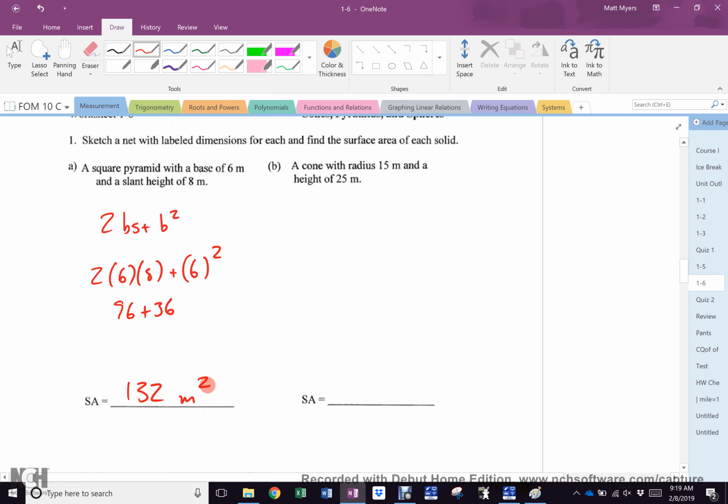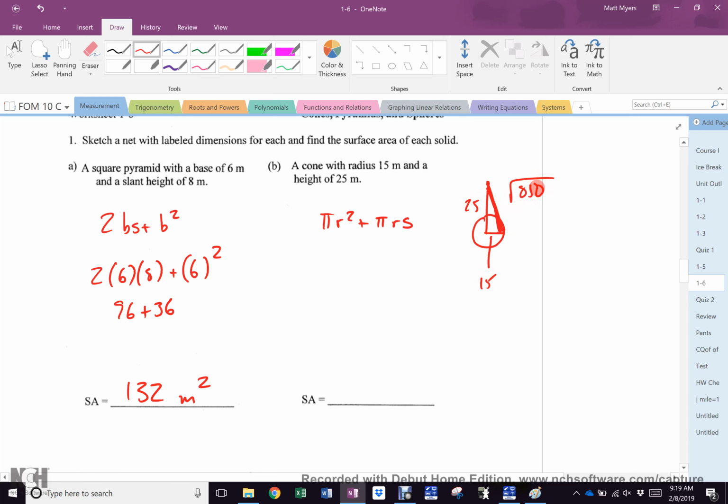Just using the formula. Cone, pi r squared plus pi r slant. Do you have a slant? No. But you knew the radius was 15, and you knew the height was 25, so you needed the slant, yes? Which is the square root of 25 squared plus 15 squared, which is 850. Right? Then you square root 850.